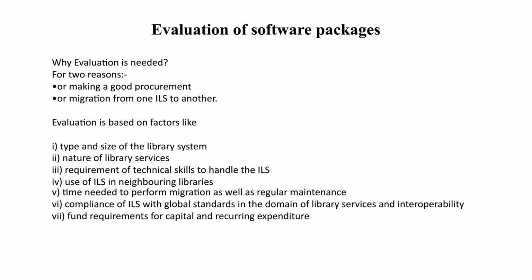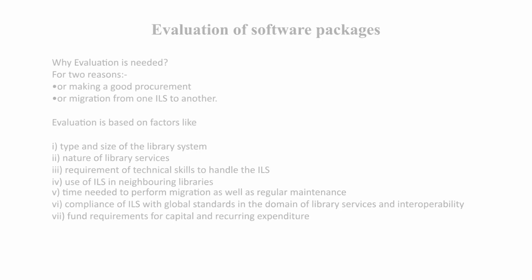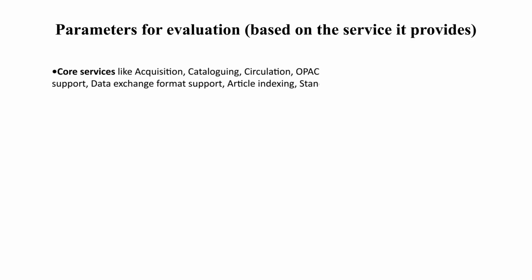Along with the things I have discussed so far, there are a few parameters that one must see when evaluating the software. These parameters are core services, like whether a library software is providing acquisition, cataloging, circulation, OPAC, serial control, data exchange, such type of facilities, whether the software is giving them or not. If it is giving, then okay. If it is not, you have to think about it.